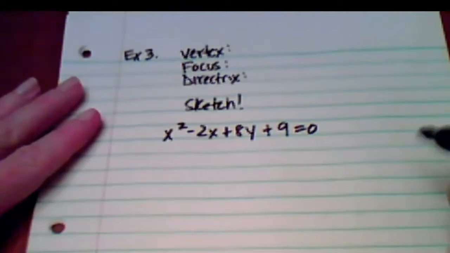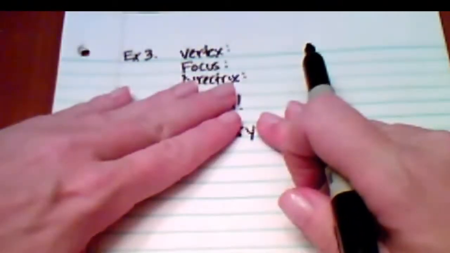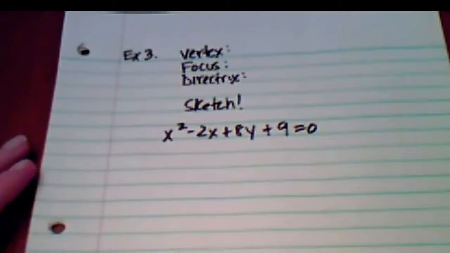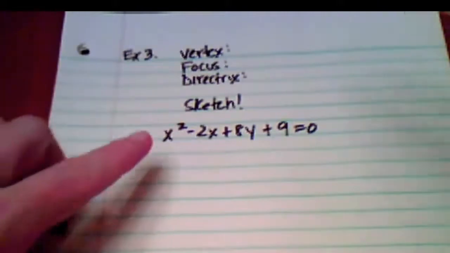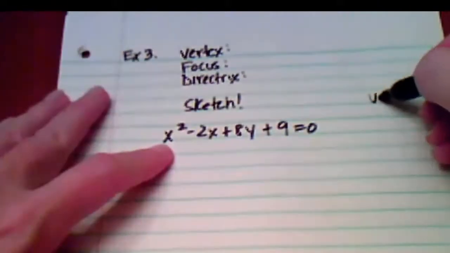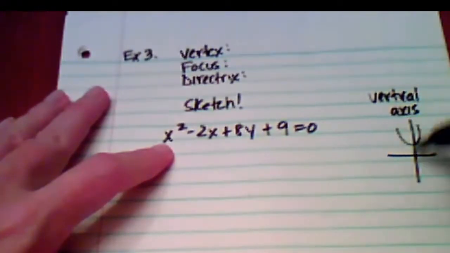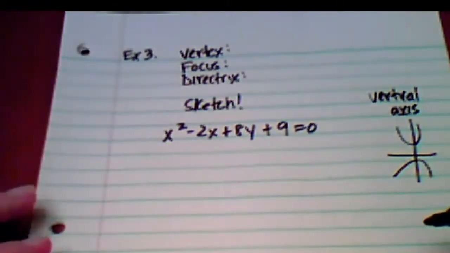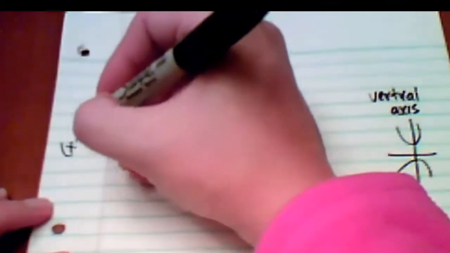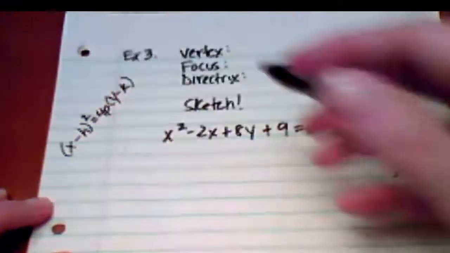So here's example 3, same directions, but what's changing is that my equation has gotten more complicated. I don't see just a single x squared or just a single y going on, so that means the origin is not the vertex. And I don't see any parentheses going on, so I'm not real clear on what to do. The only thing we really can determine is that because my x is being squared, I have a vertical axis, which means the parabola is either opening up or opening down. So what do we have to do? Well, we need to get this into standard form, (x minus h) squared equals 4p times (y minus k). That's where we're headed.